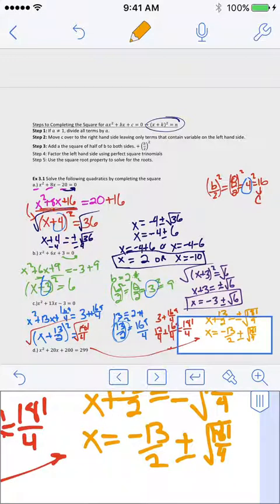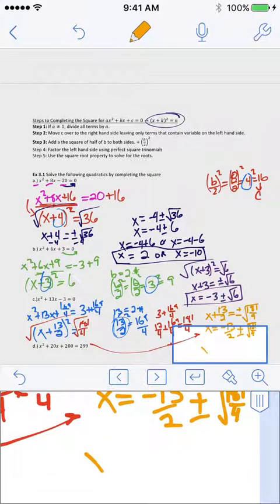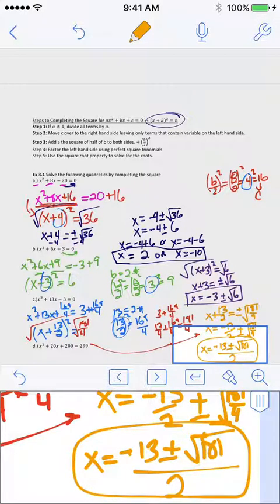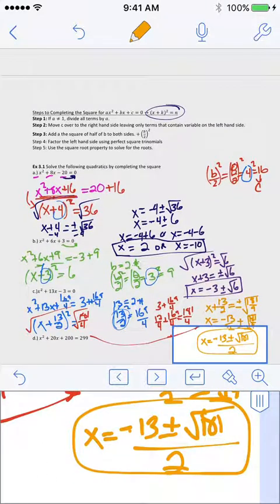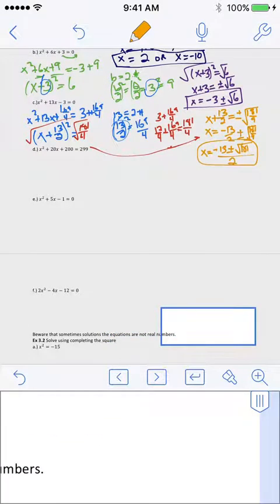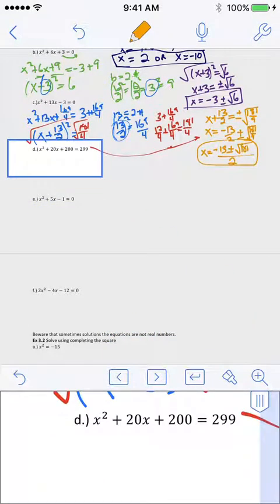And then I can simplify. Remember that quotient rule that says I can square root the top and square root the bottom? So when I do that, I end up with x equals negative 13 plus or minus the square root of 181, over 2. Because square root of 4 factors down to 2, and then I can put them over the same thing of 2. And that's my final answer. Alrighty. Let's do another one.